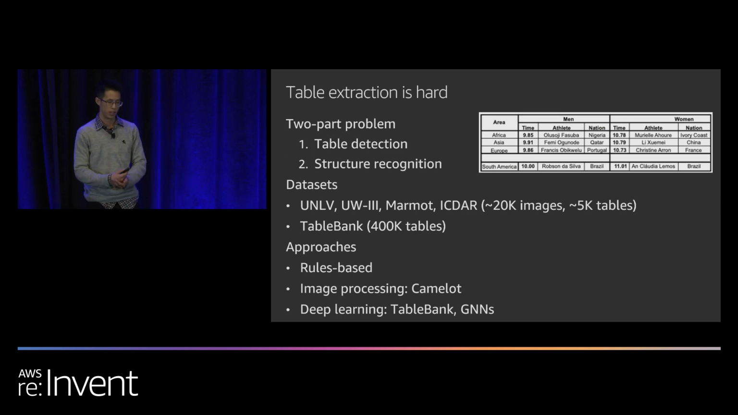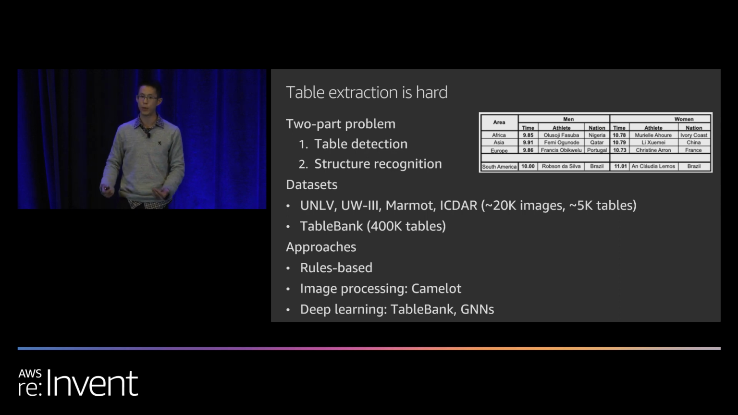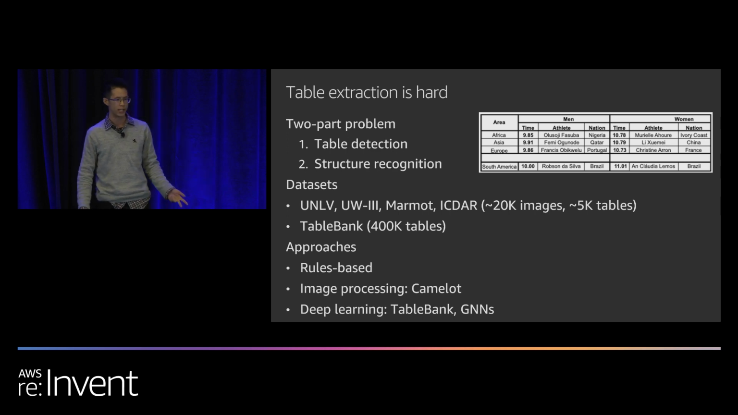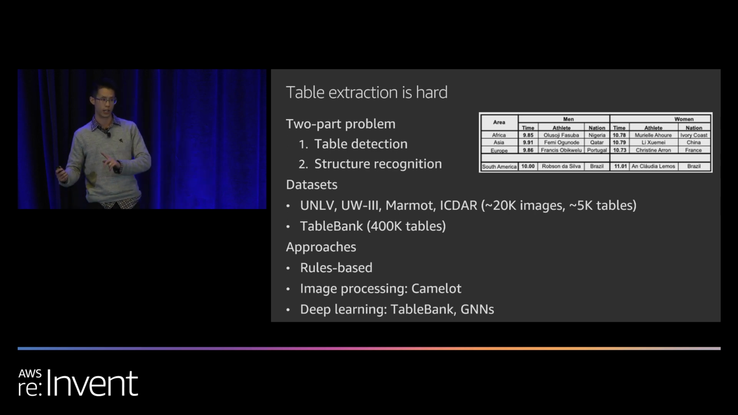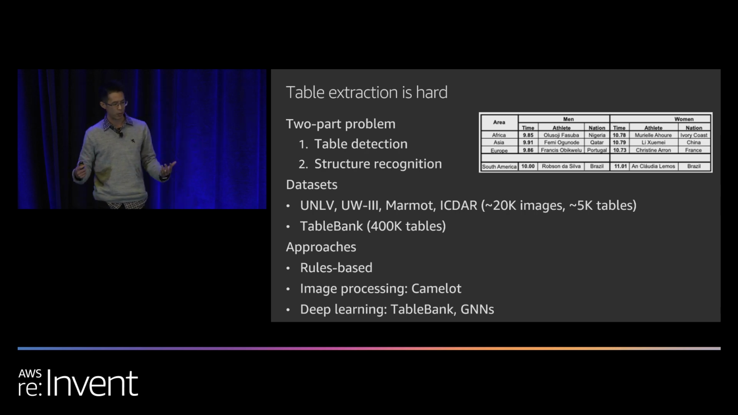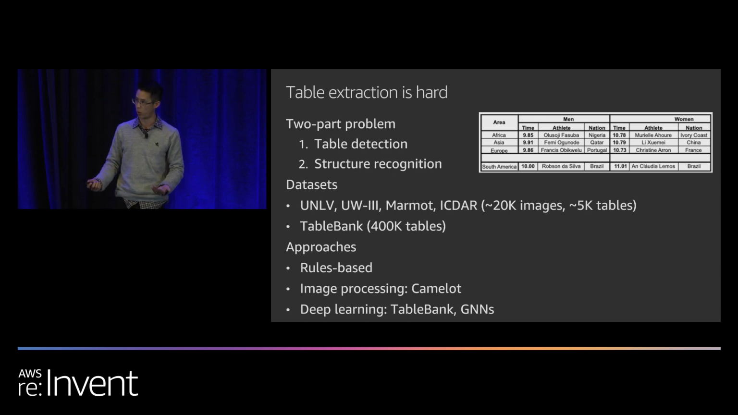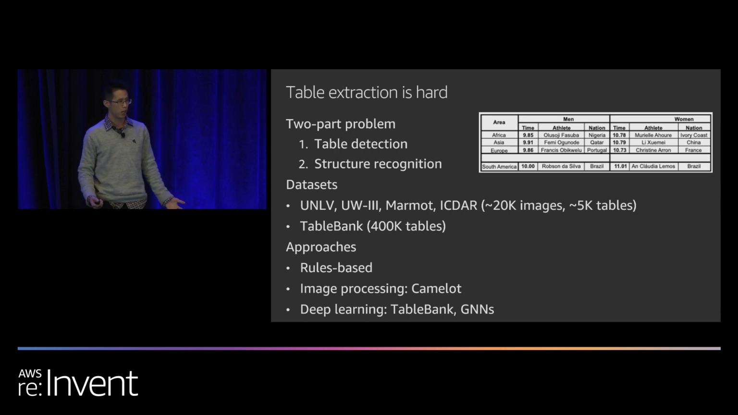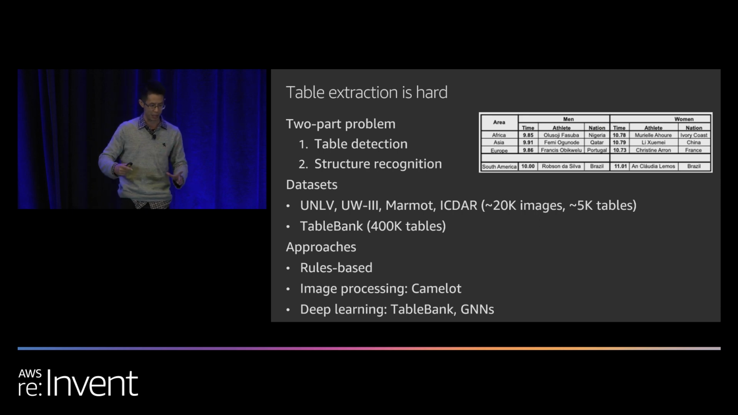It's difficult. There are not that many data sets out there as well. There's one from Las Vegas, one from Washington, one from ICDAR. It's a document analysis conference that happens every other year. The last one was actually this year in Australia. That's about 20,000 images, 5,000 tables. We also have TableBank, which seems like more. It's 400,000 tables. But those were Word document tables and LaTeX tables, so they're actually fitting a very specific schema.